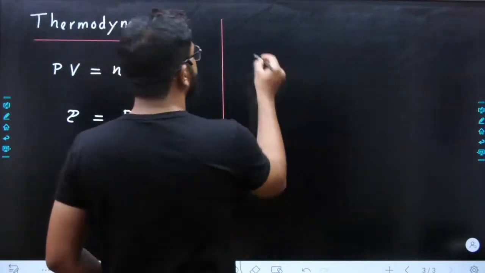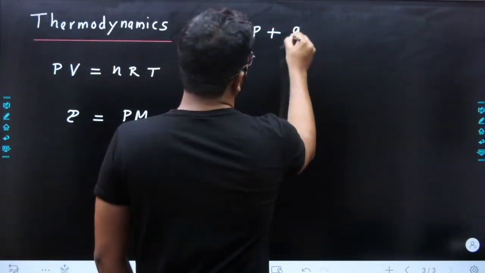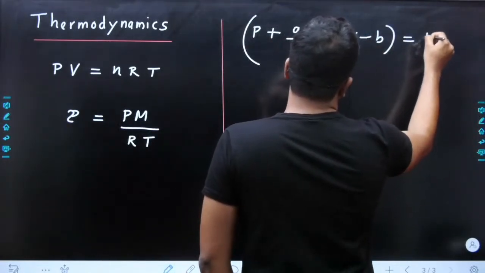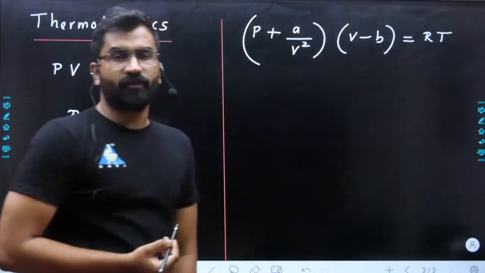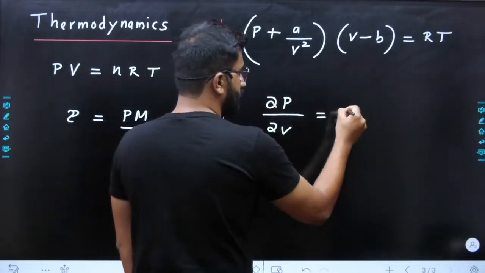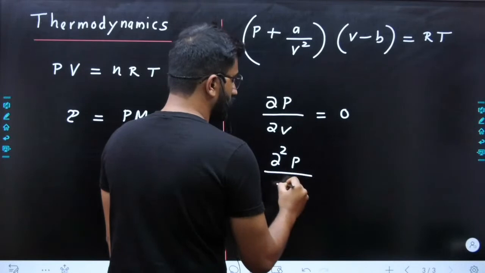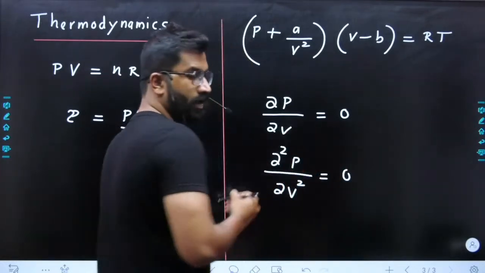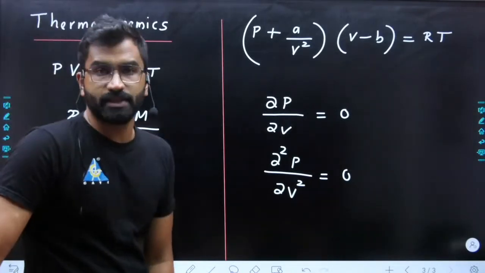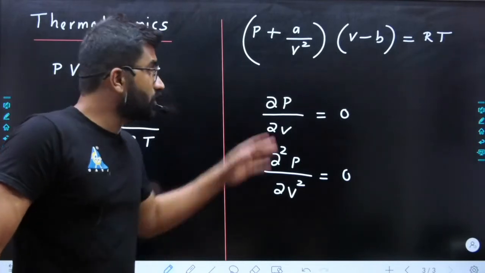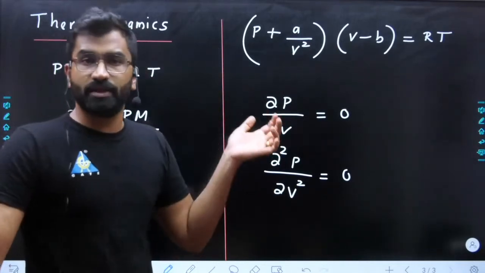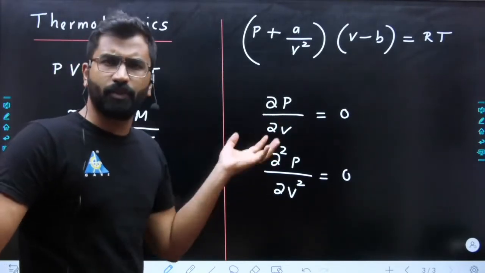The next equation of state is Van der Waals equation of state: P plus A by V square, into V minus B, is equal to RT. For finding the constants of this equation, we use dou P by dou V equal to 0 and dou square P by dou V square equal to 0. This is based on the critical point, which is a point of inflection. Based on that, substituting, you will find the constants in any cubic equation of state. This much you need to remember in the pure substances chapter.